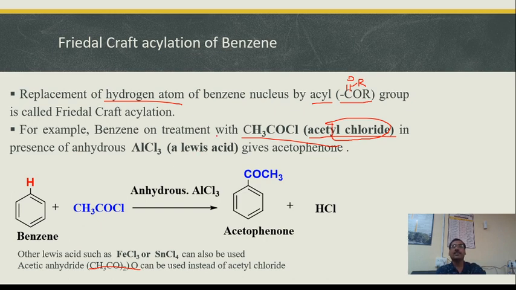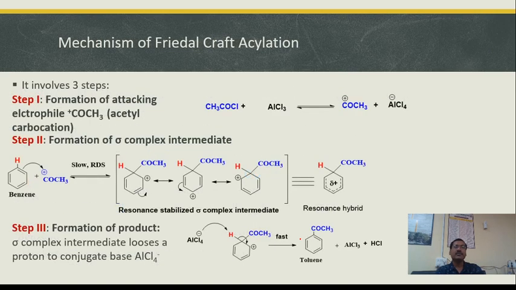Okay, so when you treat benzene with acetyl chloride or acetic anhydride in presence of a Lewis acid like anhydrous AlCl3 or FeCl3 or SnCl4, you can get acetophenone, you get a ketone. This is the versatility of this aromatic electrophilic substitution, that you can get varieties of functional groups starting from benzene. So this is very similar to the Friedel Crafts alkylation reaction. Now moving forward to the mechanism, it is very similar to that of the Friedel Crafts alkylation.